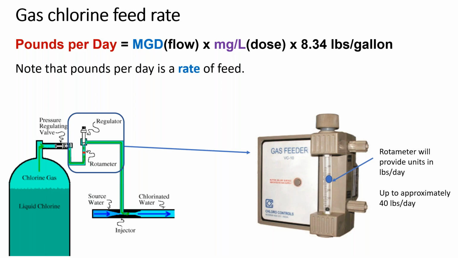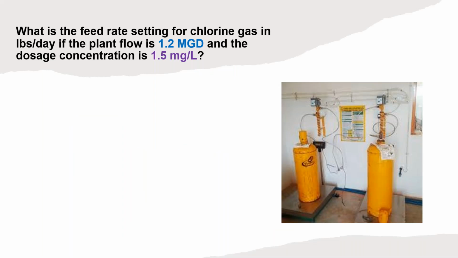And keep in mind, when we use pounds per day in an MGD, that's a rate of feed. You can also use this pounds formula to calculate pounds for a volume. Then you wouldn't have flow, you'd have volume. It has mg instead of mgd, but the equation works the same way either way we use it. We'll do an example here, and we're just going to plug in our numbers for this first example.